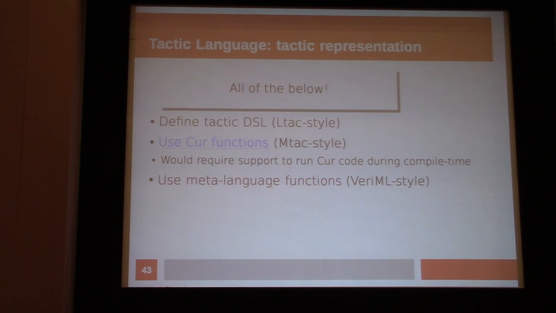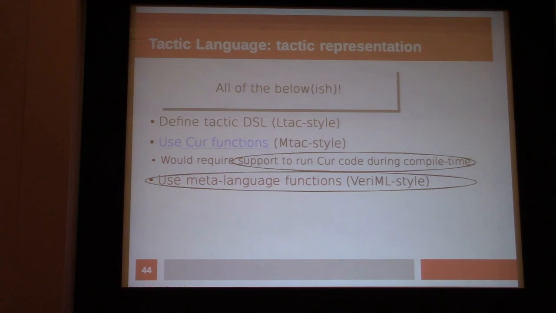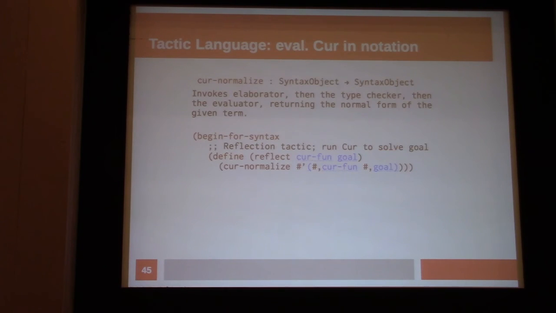Whatever we come up with, we need to make sure that the extension system will allow the user to define a whole other system. So what we actually do in Cur right now, we have this Ntac system, is we use meta-language functions to represent our tactics, but we also add this support to the elaborator that allows us to force Cur code to run at compile time. That way, if you have a meta-language function, you could easily implement the other two styles with this support from the extension system. And so let's just take a quick look at that function.